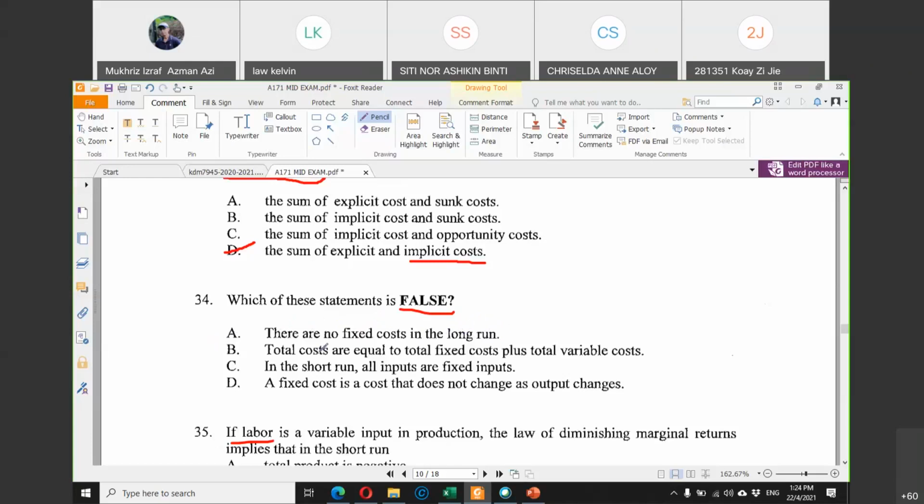B is correct. TC is equal to FC plus VC. D, fixed cost is cost that does not change with output, which is correct. So the one which is wrong is C.